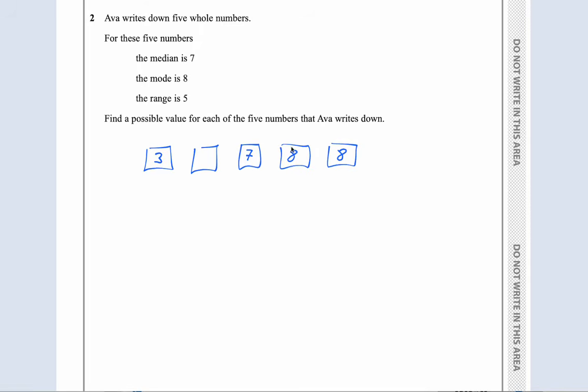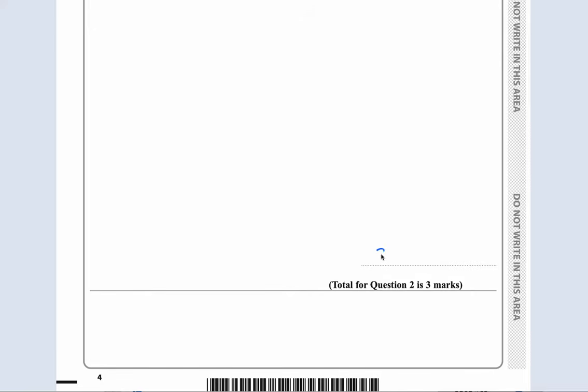So that's the only one that's got 2 numbers. So it could actually be 4, 5, or 6. I'm just going to put 5. But that's why it says a possible value because there's a few different values. So 3, 5, 7, 8, 8.